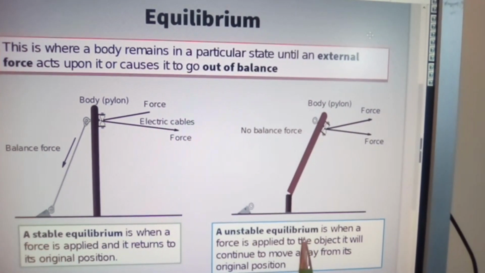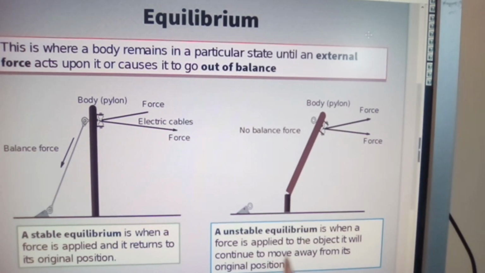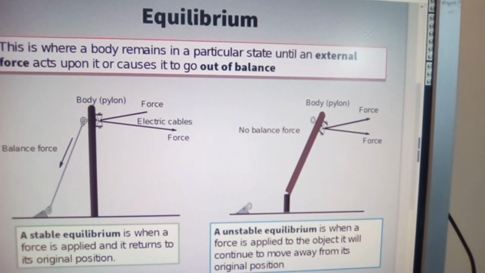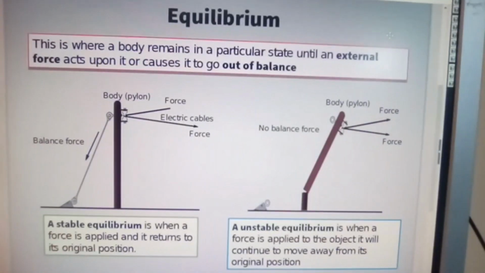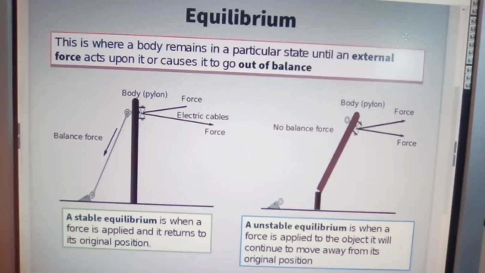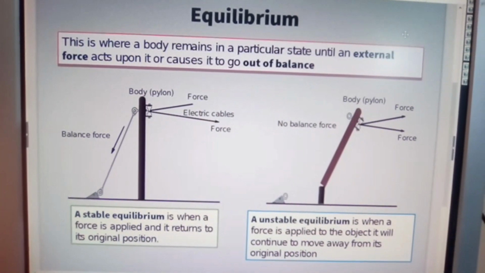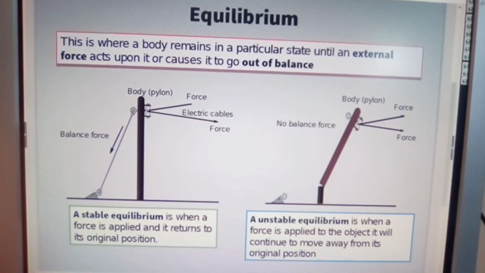An unstable equilibrium is when a force is applied to the object, it will continue to move away from its original position, and that force will cause it to collapse. And that is in reference to equilibrium.